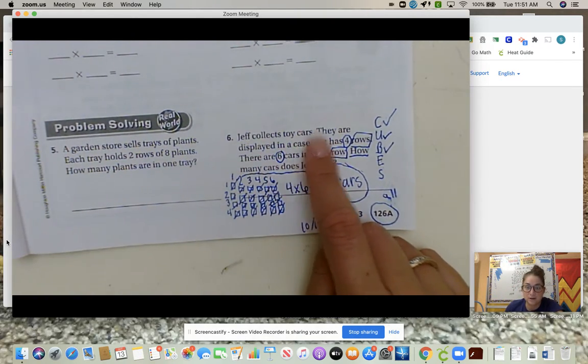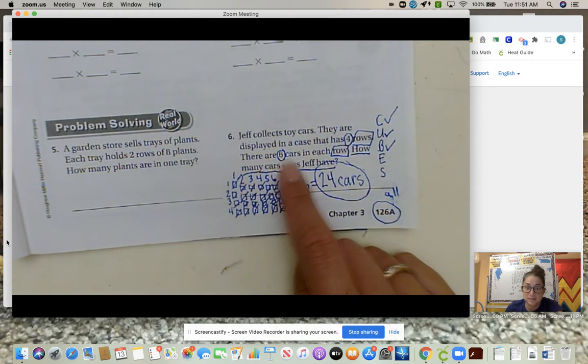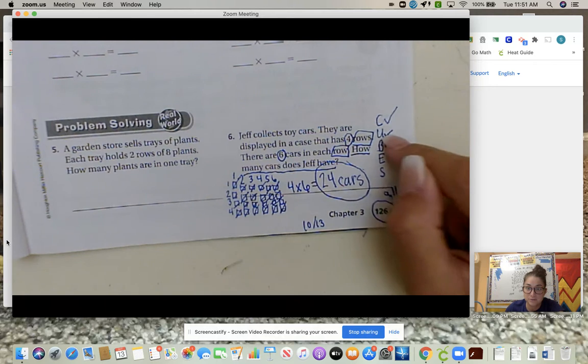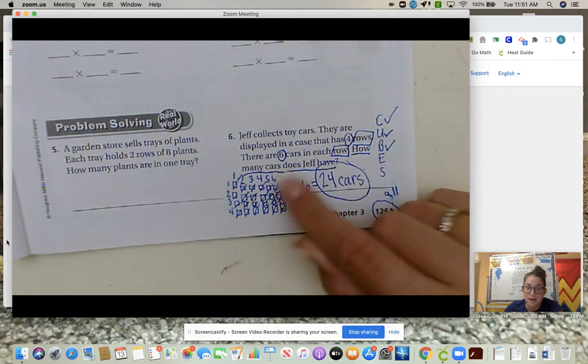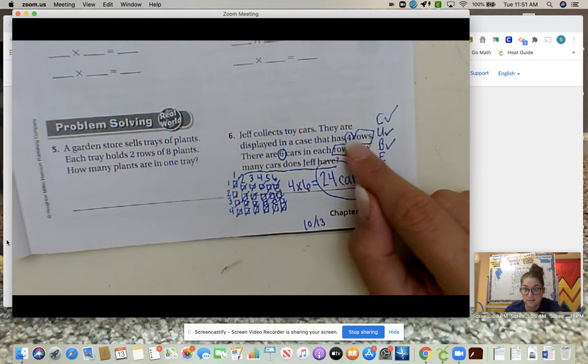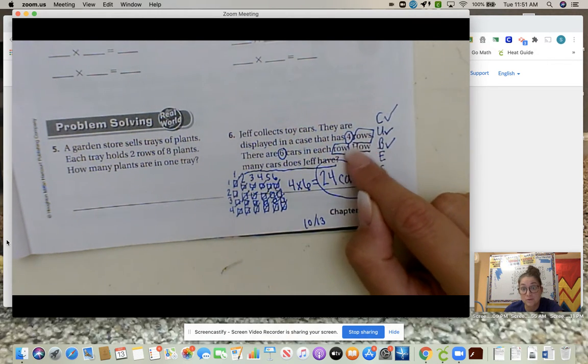Jeff collects toy cars. They are displayed in a case that has 4 rows. There are 6 cars in each row. How many cars does Jeff have? We want to use cubes. We want to underline the question. How many cars does Jeff have? Circle key numbers, 4 and 6. Box the math verb. Rows.